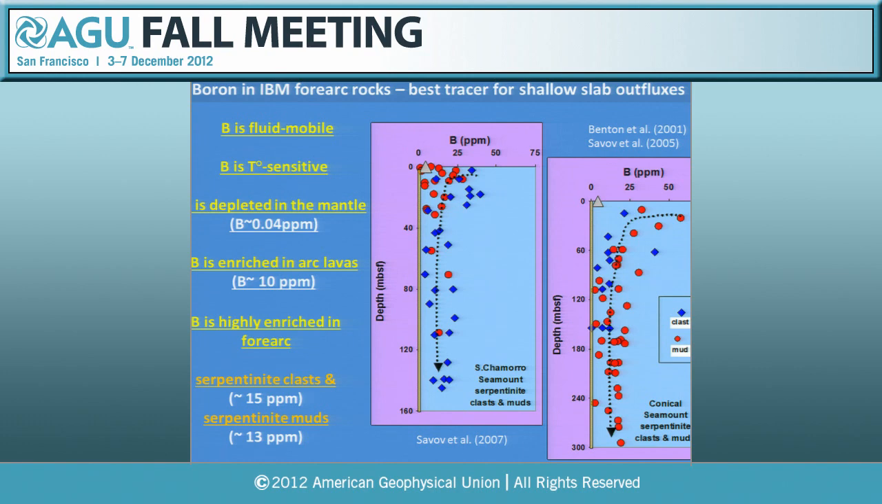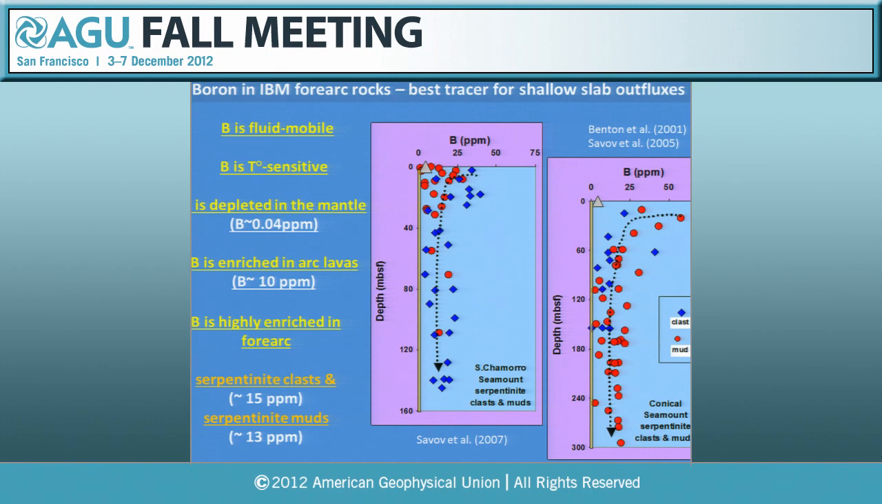As a result of that, most arc lavas are enriched, on average about 10 ppm. The variation is between 5 and 20 at various arcs. But most arc lavas are enriched in boron. And what's interesting is that, like the arc lavas, so are the serpentinite clasts and the serpentinite muds that are erupting in the forearc. They have an arc-like signature. So that raises the question of potential links between these two sources.